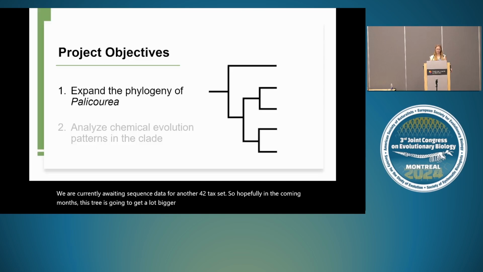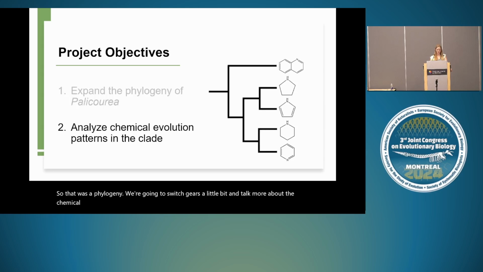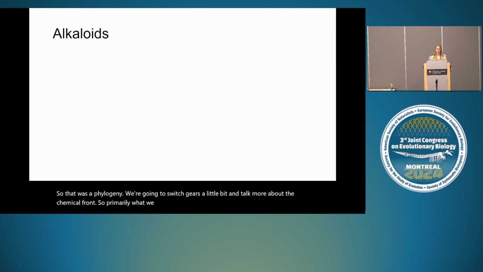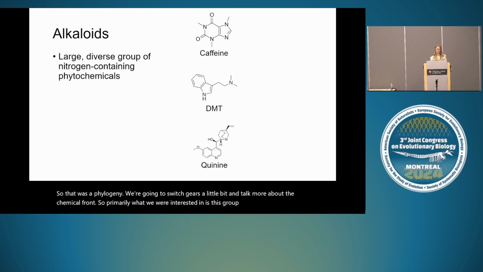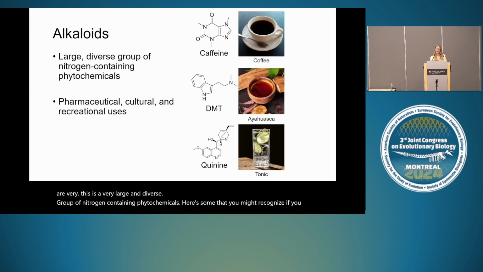So that was the phylogeny. We're going to switch gears a little bit and talk more about the chemical front. So primarily what we were interested in is this group called alkaloids. This is a very large and diverse group of nitrogen-containing phytochemicals. Here's some that you might recognize. If you don't, this is what you might know them from.